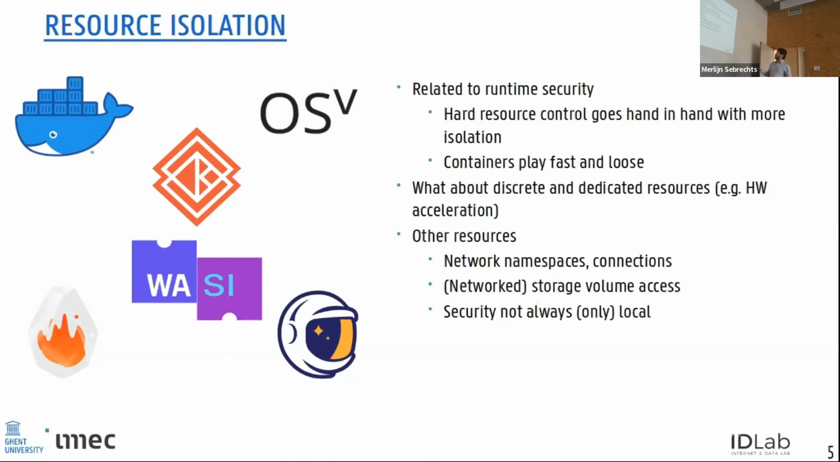And then there's all the other resources, for example, networking or network namespaces, actual network connections, what types of connections are supported, what kind of network connectivity is supported. Storage access is also very variable in terms of support. Local access is no problem, but once you go to network storage, that's a different story. And as you can see, security is not always only a local thing, because once you go to network storage and network connections, you also have to secure the other end.